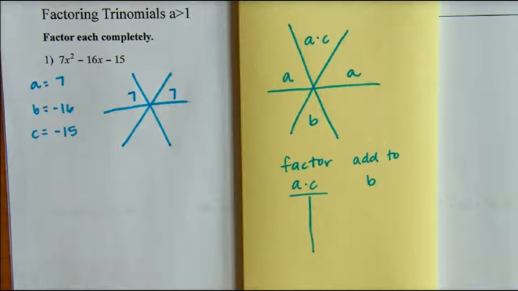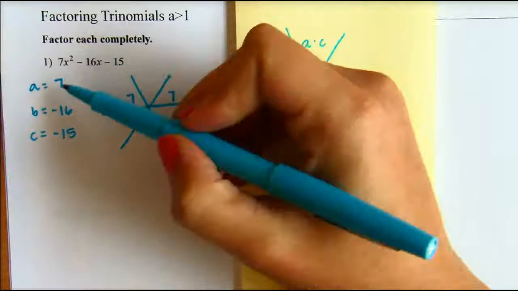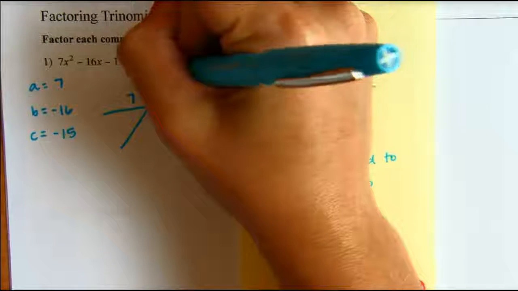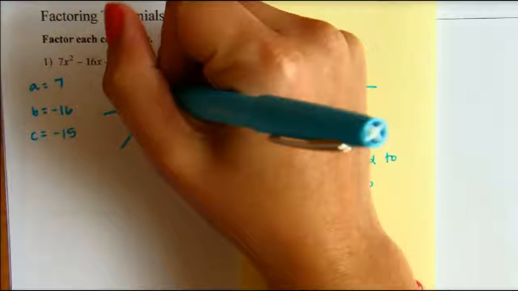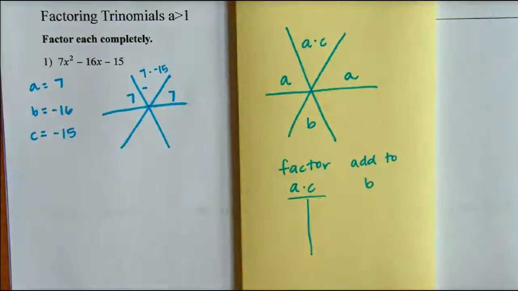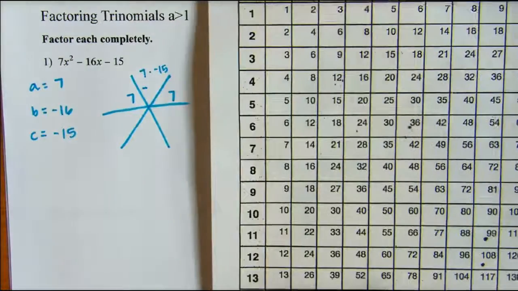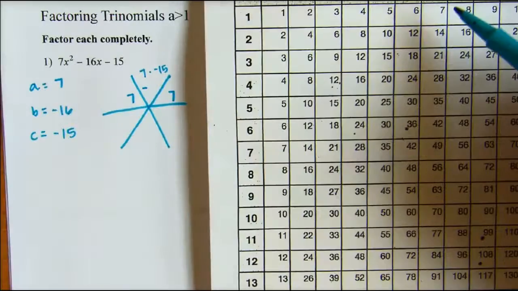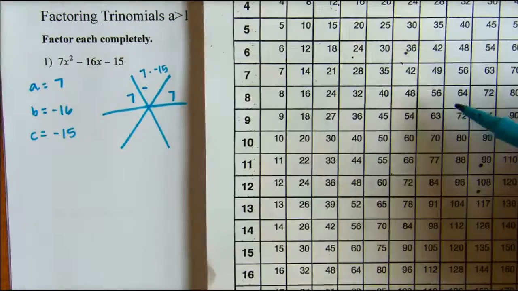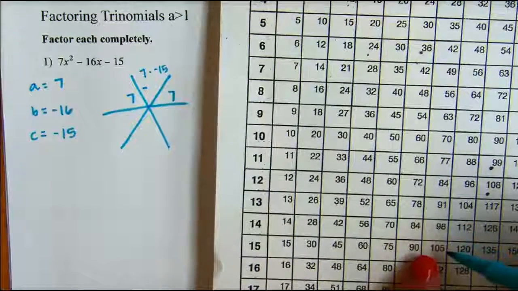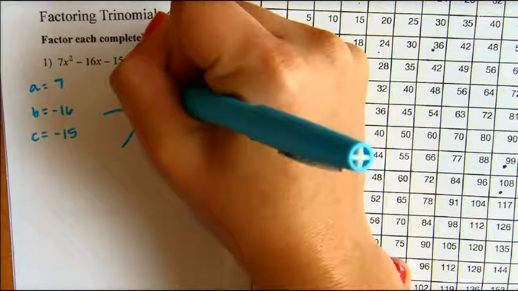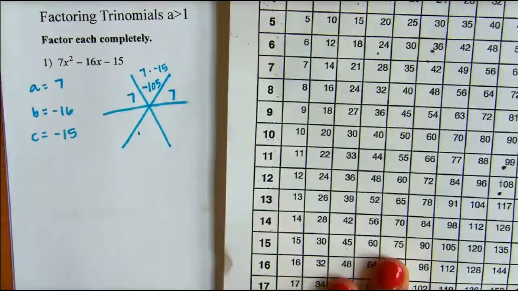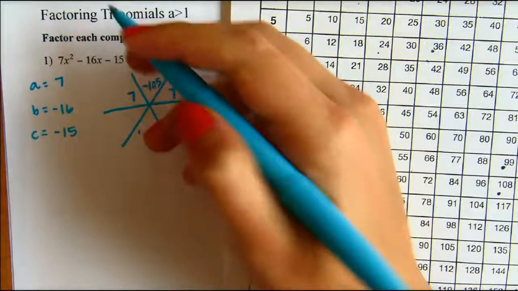In the top, I'm going to take my A times C. So I'm taking 7 times negative 15. A positive times a negative, I know this number is going to be negative. I'm going to use my multiplication table to figure out what that will be. 7 times 15 will leave me with 105. Negative 105. Okay, and my B value is going to be negative 16.